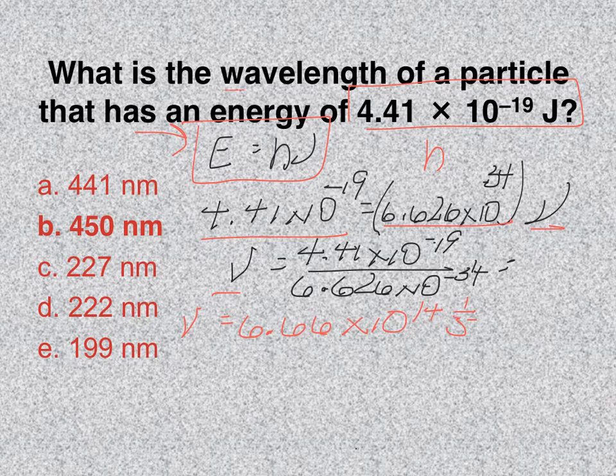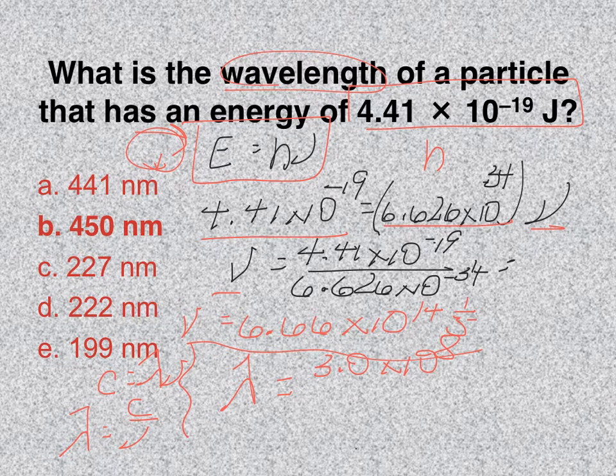But the problem's asking for wavelength, not frequency. So I have another step to do. So we'll call that step 1. Step 2 is I'm going to use the second equation, which will get me to wavelength. So I'm going to rearrange that. I'm trying to solve for wavelength. So wavelength is the speed of light divided by frequency. And so speed of light is 3 times 10 to the 8th. And frequency that we just solved for is 6.66 times 10 to the 14th.